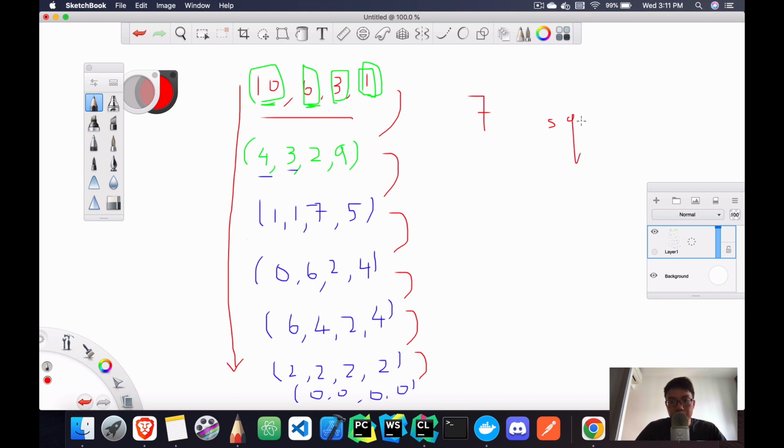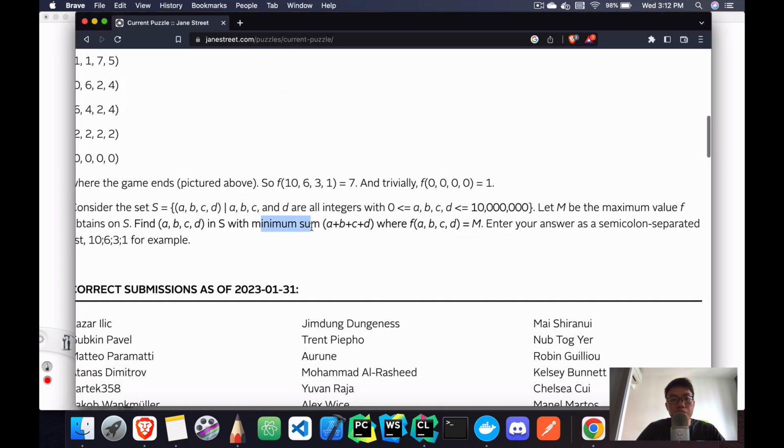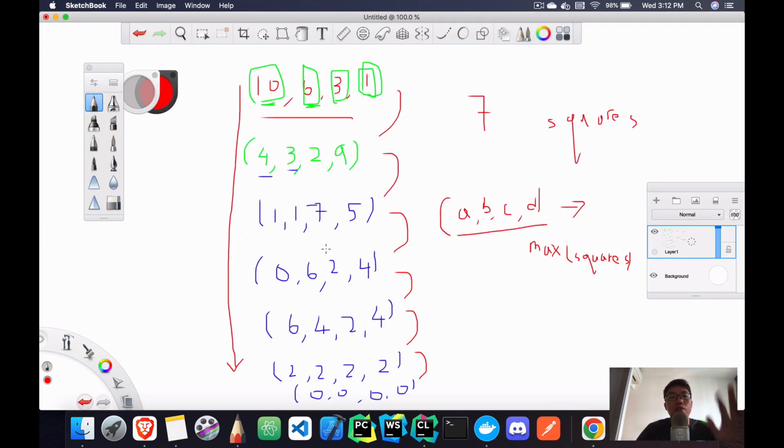Okay, using this demonstration, what we're supposed to do is find the particular set of numbers A, B, C, D, where A, B, C, D are 4 non-negative integers, such that these 4 numbers will generate the maximum number of squares. If you brute force, you'll see there's a pattern. And there are multiple sets of numbers that give us the maximum number of squares. We also need to get the minimum sum, basically the smallest set of 4 numbers that generates the maximum number of squares.